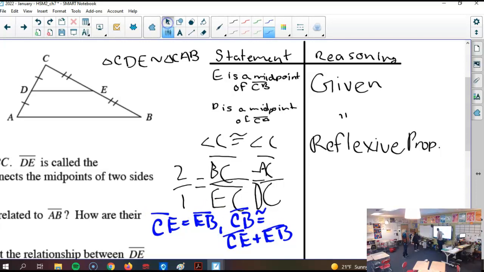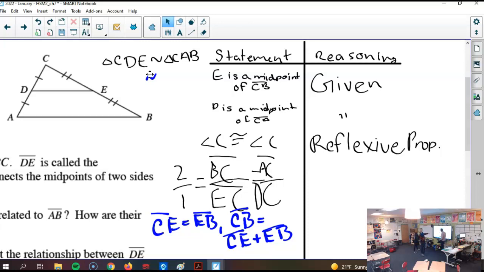So you know it's not a ray or a line. With this, we now see that CB is 2 times CE, and that's because we said this. For the other reasoning, it's the segment addition postulate, or substitution. Really, this is given essentially. They gave us all this.